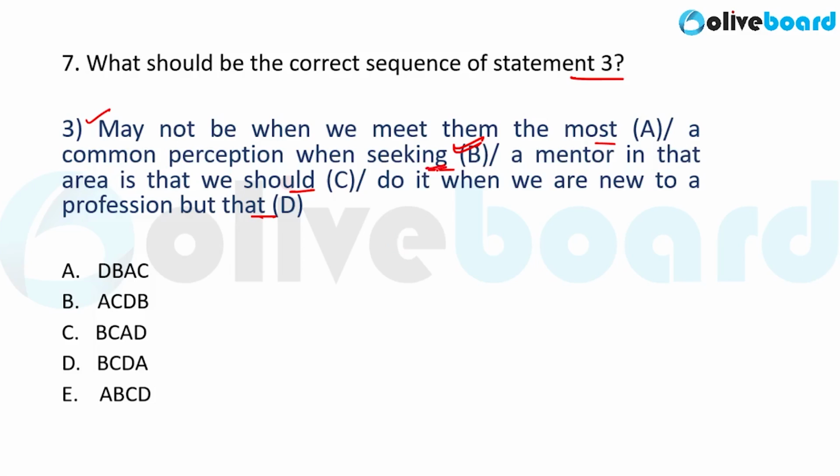So, seeking what is mentioned in part C, seeking a mentor in that area, is that we should do it when we are new to a profession, but that may not be when we meet them the most. So, the correct order after rearrangement is yes, B, C, D, and A. So, this but indicates contrast, and this contrast is completed in part A. Hence, D and A form a pair. So, the correct order after rearrangement is B, C, D, and A. This is indicated in part D. Hence, D here is the correct answer.